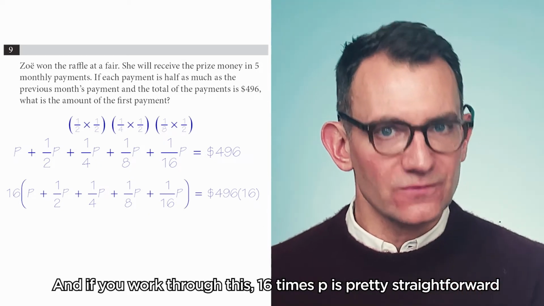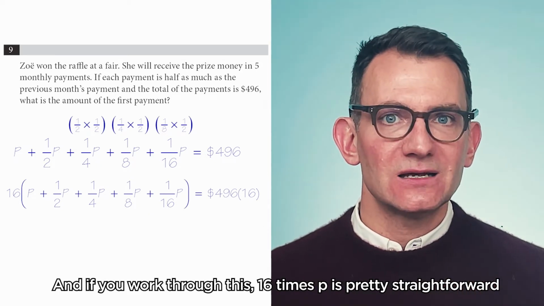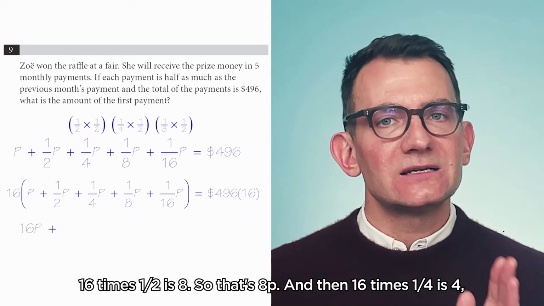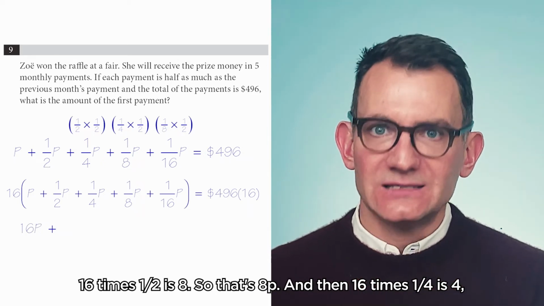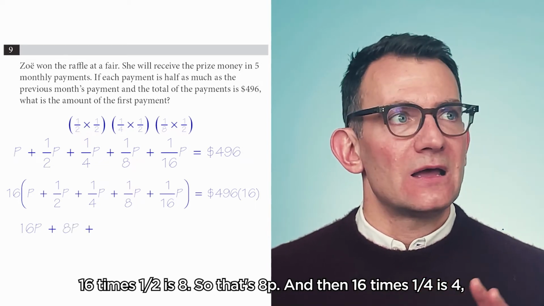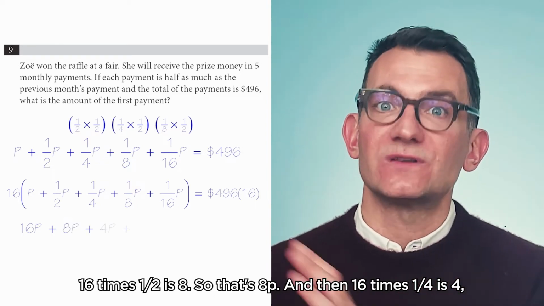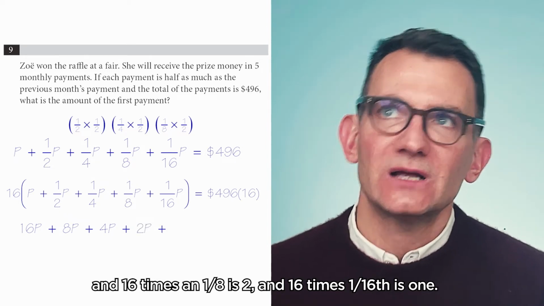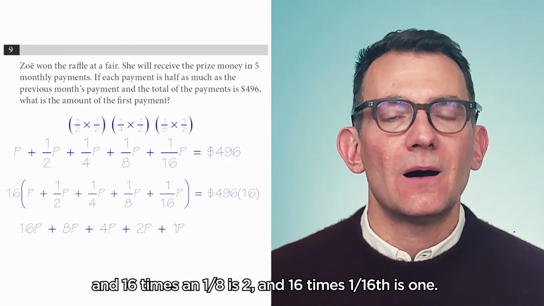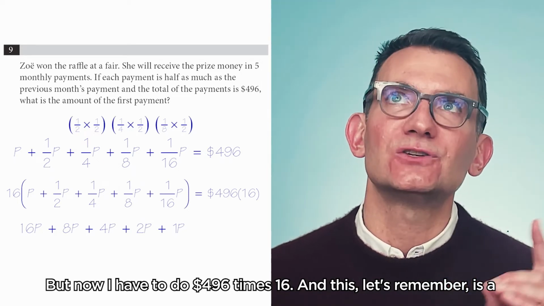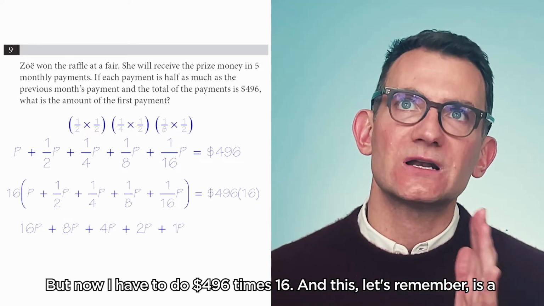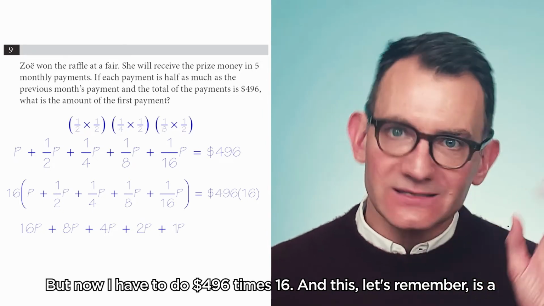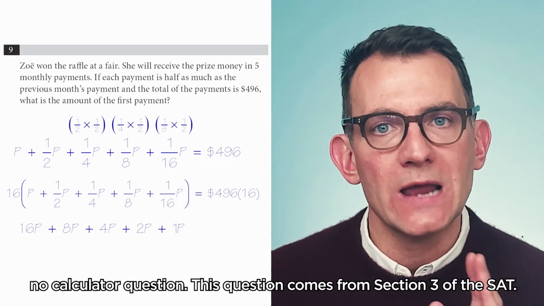And if you work through this, 16 times P is pretty straightforward. 16 times a half is 8, so that's 8P. And then 16 times a fourth is 4, and 16 times an eighth is 2, and 16 times a 16th is 1. But now I have to do $496 times 16. And this, let's remember, is a no calculator question.